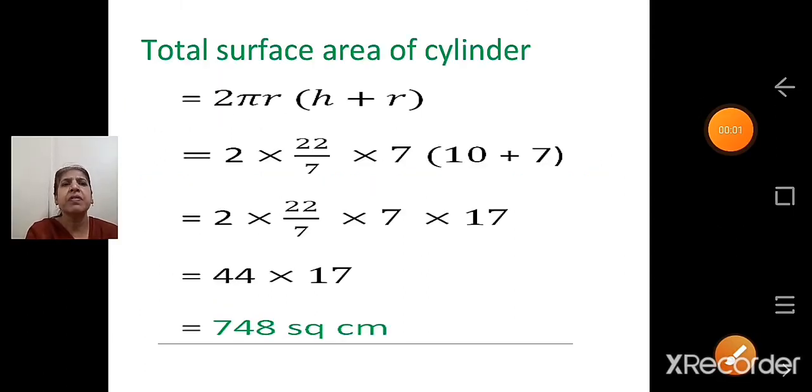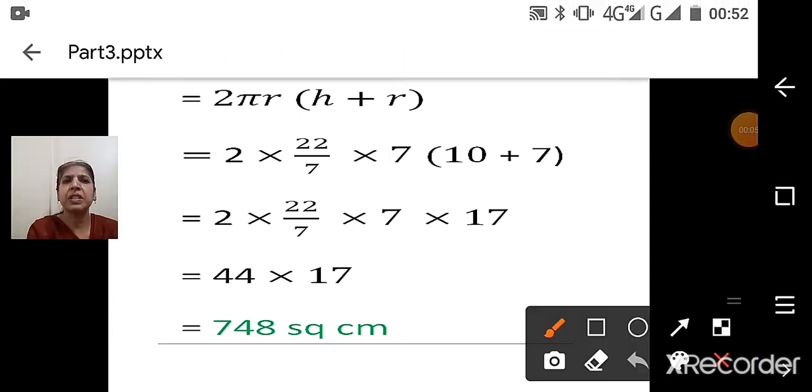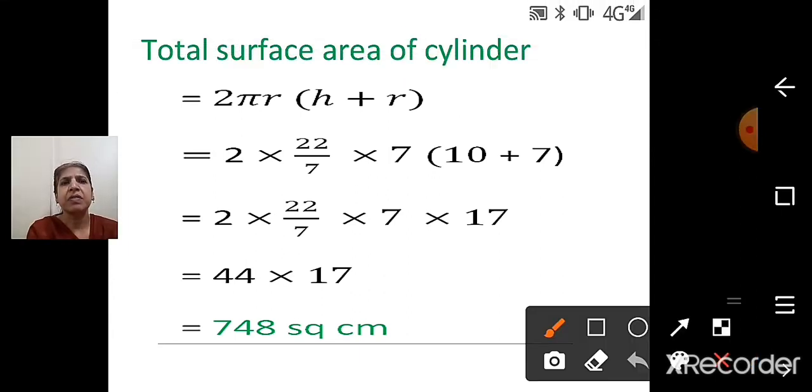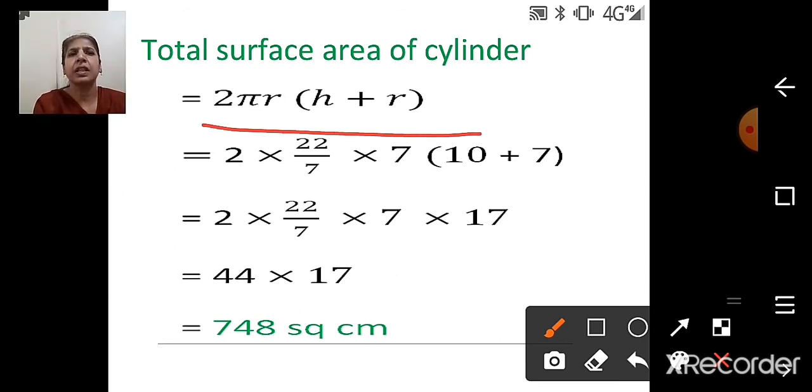Now, total surface area of cylinder. So first thing we will write the formula. And what is the formula? Total surface area of cylinder is 2πr(h + r). After writing the formula, substitute the values.